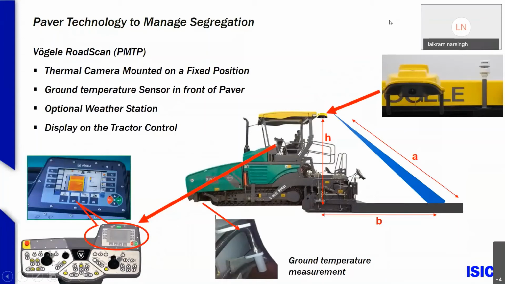So we have the thermal camera mounted on the paver at the back. Right next to it, we can have a weather station so we can document all the ambient conditions together with the thermal profile. We also have a thermometer mounted at the back of the front bumper of the paver, so we can also measure the ground temperature. So we have the ground temperature, the ambient conditions, and the thermal profile, all of which are displayed on the tractor control. In a nutshell, those are all the typical components tied to our Wirtgen system.